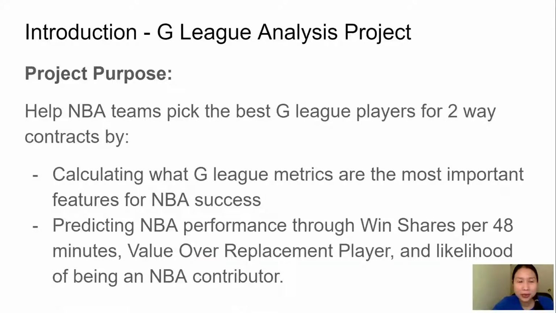So our project purpose is to help NBA teams pick the best G League player for two-way contracts by first calculating which G League metrics are the most important features for NBA success, and predicting NBA performance through win share per 48 minutes, value over replacement player, and the likelihood of being an NBA contributor.